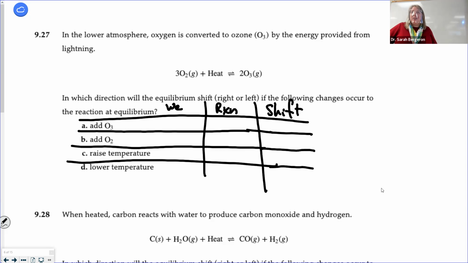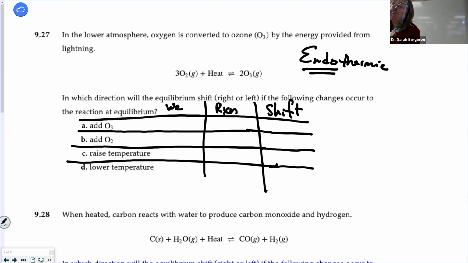Okay, y'all ready? Okay, so on a side note, is this an endothermic or an exothermic reaction? This is endothermic. How did you know it was endothermic? Because it requires an input of energy. That's right. It requires an input of energy, in this case in the form of heat, to make the reaction go. The previous reaction where heat was a product is an exothermic reaction. Good.